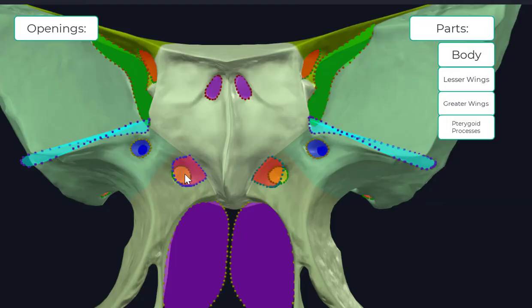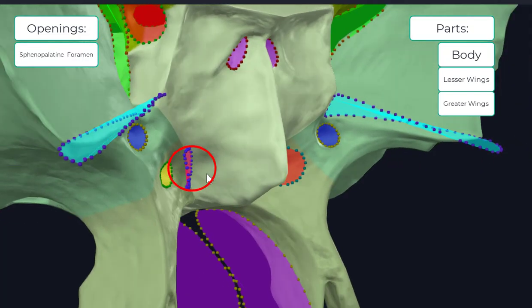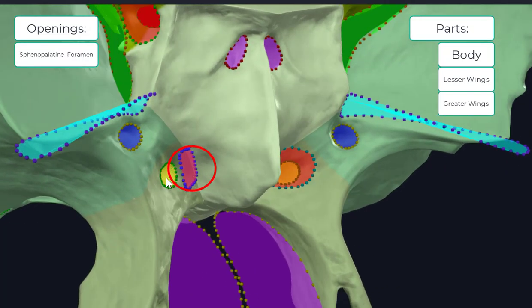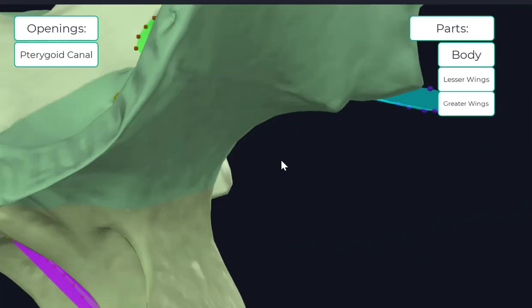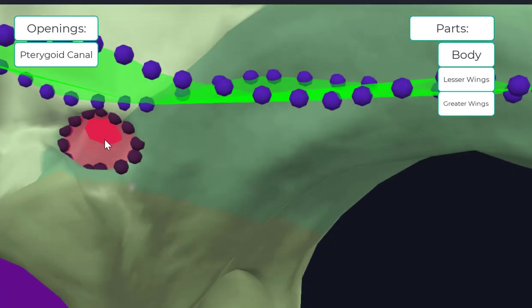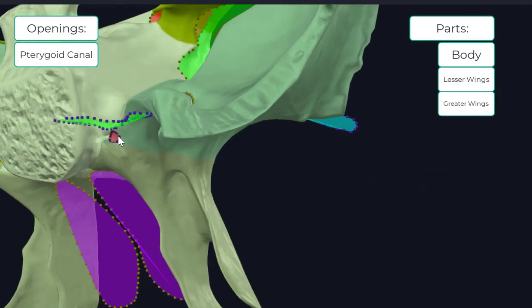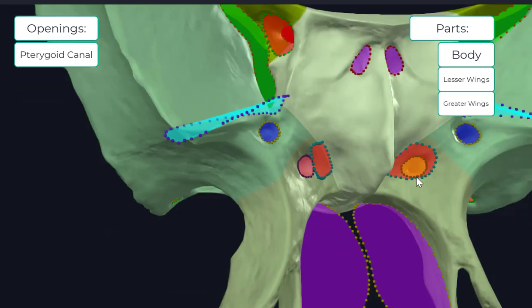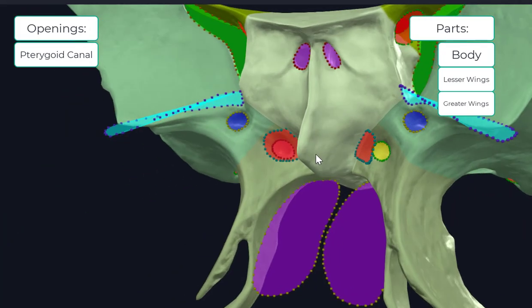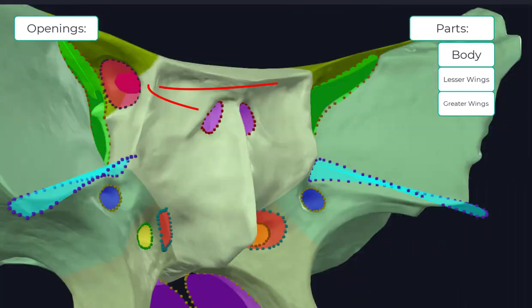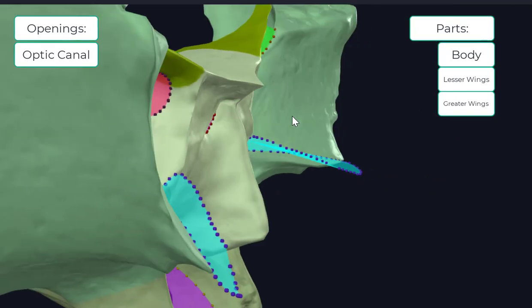Additionally, we have here sphenopalatine foramen, which is created by the palatine bone as well, but we'll show you that later. And a pterygoid canal, that is a canal because it's quite long. It starts or it ends from here on the greater sphenoid wing. The function on both sides for the pterygoid canal allows for the passage of the artery, vein, and the nerve of the pterygoid canal. We should not forget this, which is optic canal.